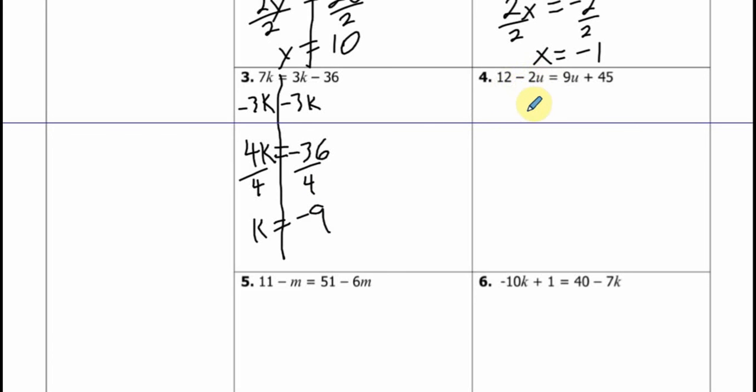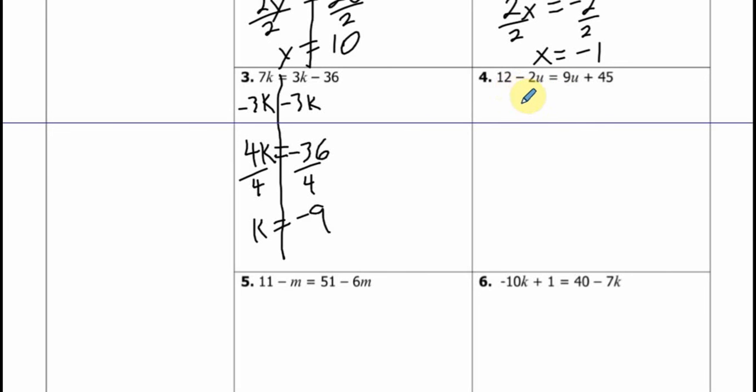Take a moment, solve number 4. All right. So again, no grouping symbols, no like terms on the left side. There's nothing to combine over here. There's no like terms on the right side. So now we have to do step 3. Get rid of variables on one side. Negative 2u on the left, 9u on the right. So we're going to get rid of the negative 2u.